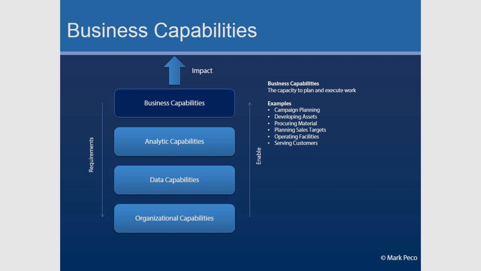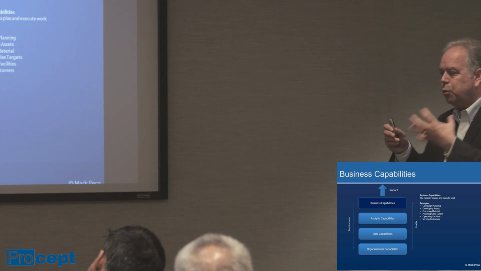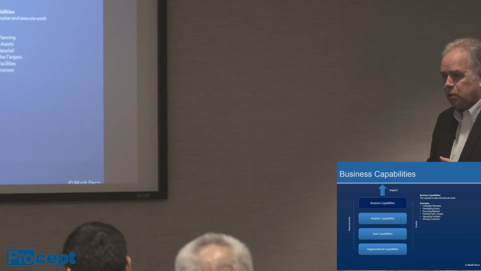So the things we could focus on here are how we manage marketing campaigns, how we develop our assets, how we procure materials, how we plan sales targets. These are all things we do anyways, but the question is, which do we think are the most important ones that'll drive the impact we've selected?